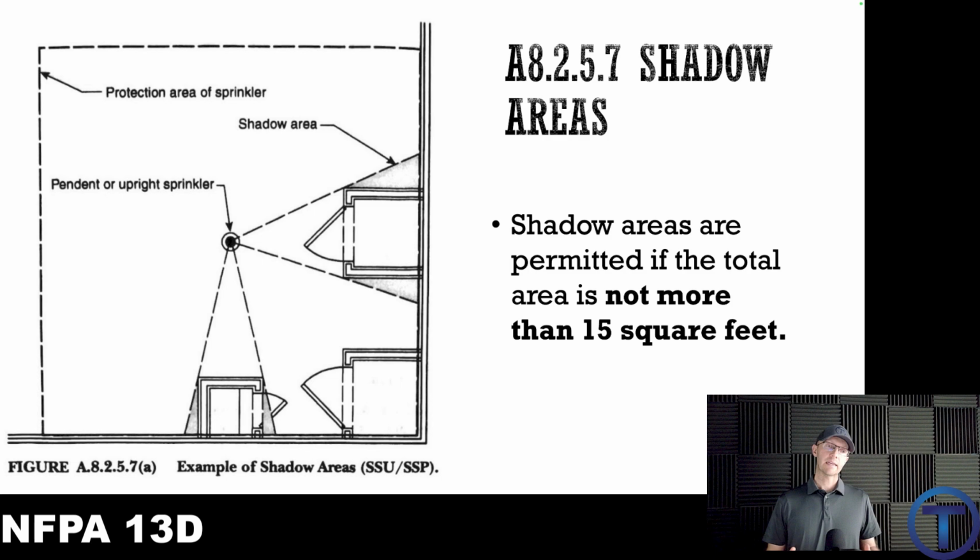8.2.5.7 gives us more information about shadow areas, and it states that shadow areas are permitted if the total area is not more than 15 square feet. So have a look at this figure. You've got the sprinkler head, we got the trajectory of the water. There are some shadow areas on either side of these. They look like closets that kind of protrude into the room. But you can calculate that area that's going to be, you know, shadowed. And as long as it's less than 15 square feet, it's going to be adequate. The water will still put out the fire without having a direct shot to those smaller areas.